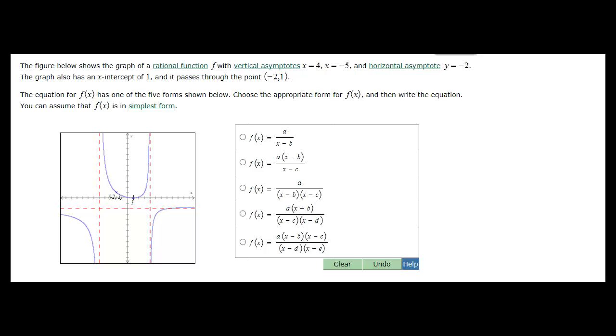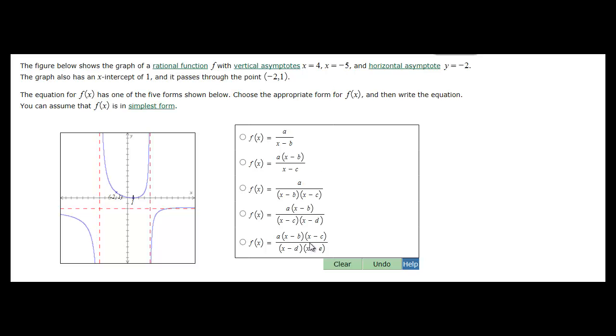All right, let's see how we're going to do this problem. They are giving you a whole bunch of information, and we're going to figure out which of these types of function this one is, and actually find out how the function would look. So x equals 4 and -5, so that eliminates first choice, second choice.